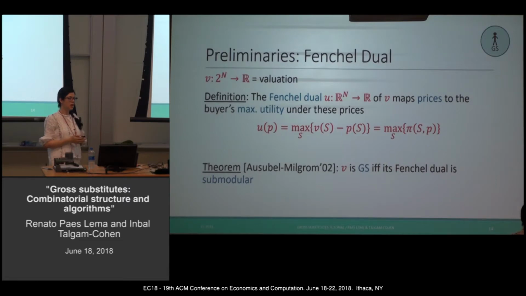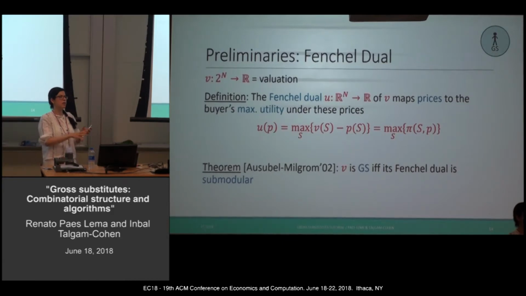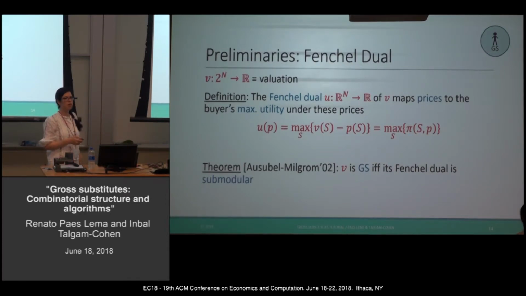It's an equivalent way of asking a buyer what its valuation is. Instead of the valuation function V, where you come to the buyer and you say, here's a bundle of items, what's your value for it? If you're using the differential dual as the representation, you come to the buyer, you say, here's a vector of prices. Please tell me what is the maximum utility you can get from this vector of prices. Okay, so it's an equivalent way.